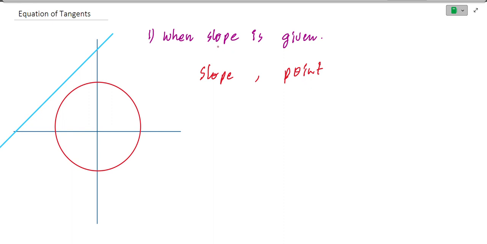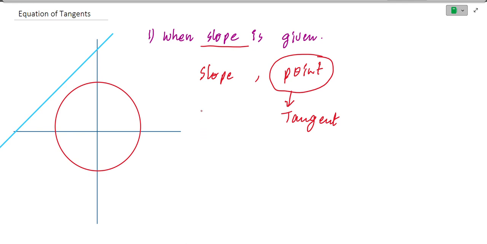So only one thing is given, the slope of the tangent is given here. Okay, so the point is not given. Instead of giving the point, he has given one condition, that with this given slope we have to draw a straight line such that it should become the tangent to the given circle. Okay, tangent, so that is the given condition here.